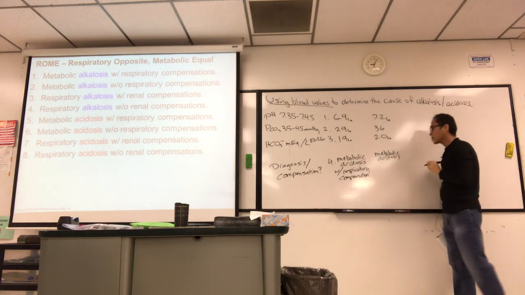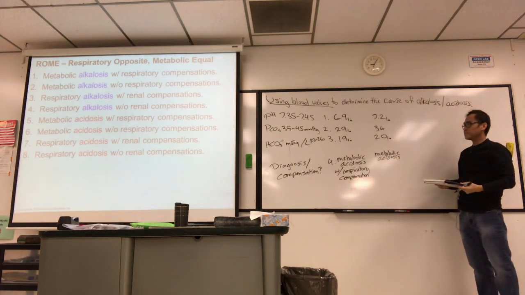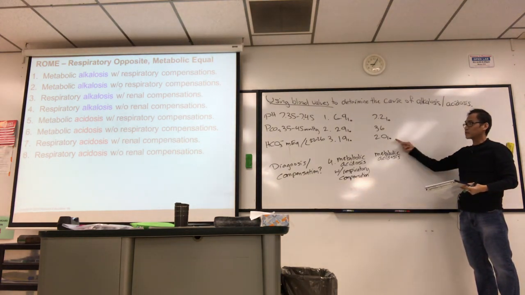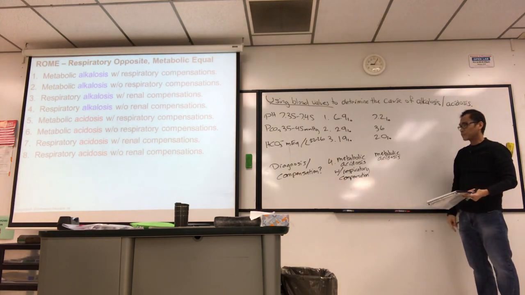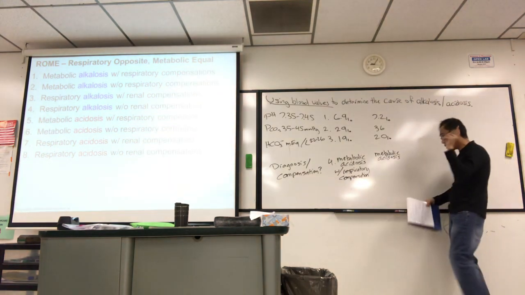The last thing we ask, which system is failing? Kidneys. So we ask, are the lungs helping? If the lungs are within the normal range, they aren't helping. So we just say, without respiratory compensation.